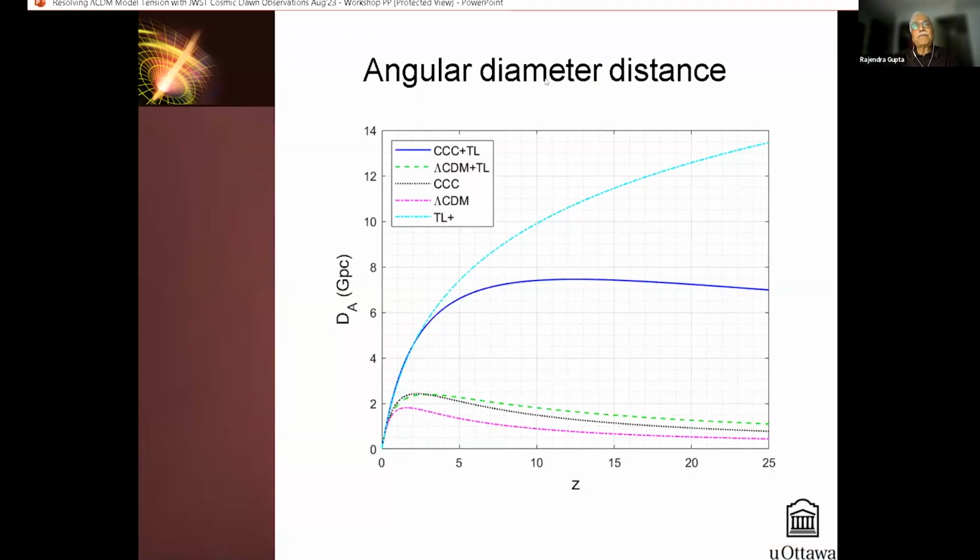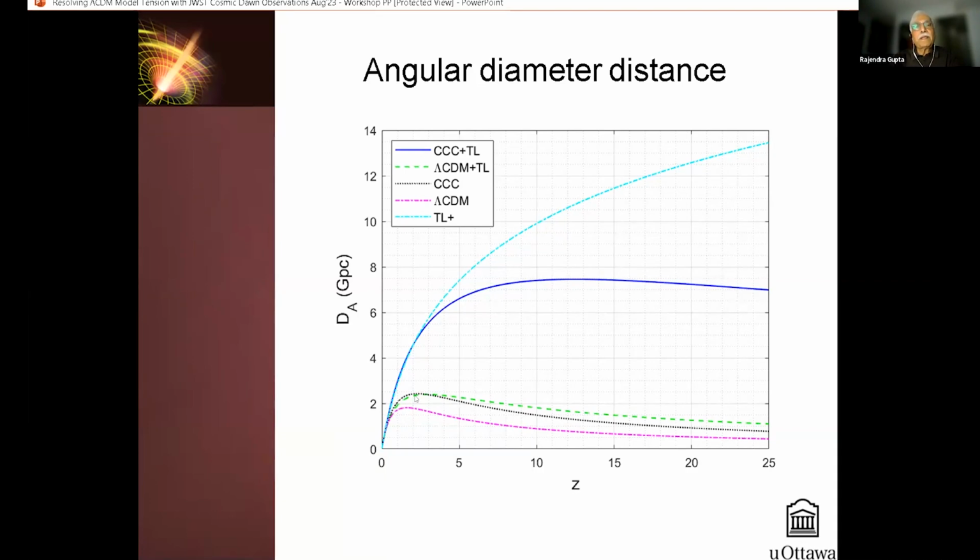Now, the angular diameter distance, if we see in here, changes quite significantly in comparison. This is the lambda CDM model, and this is the CCC, the covariant coupling constant model. Then the lambda CDM plus TL model doesn't change as much. This one is the CCC plus TL model, and that one is just the TL plus model. I just wanted to make sure they are comparable in terms of the free parameters.